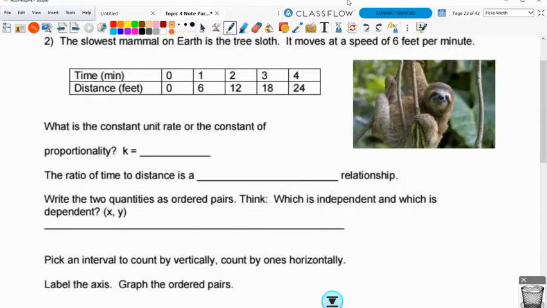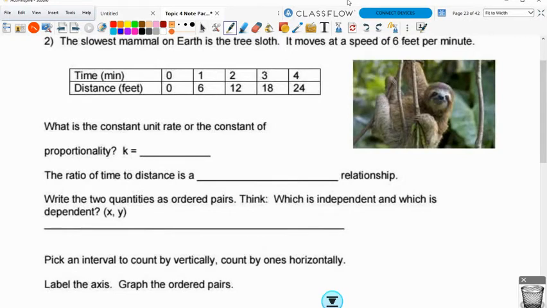In our second example, we're told that the slowest mammal on Earth is the tree sloth. It moves at a speed of 6 feet per minute. And so looking at the table, we see the time in minutes and then the distance in feet. And we have to figure out what kind of a relationship we have. And then we're going to graph that relationship underneath.